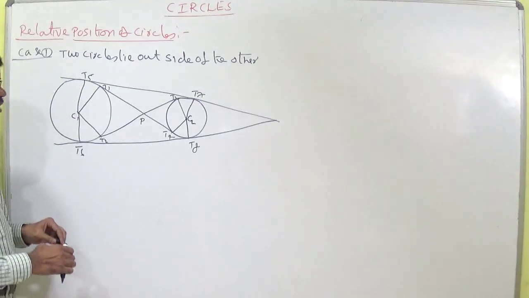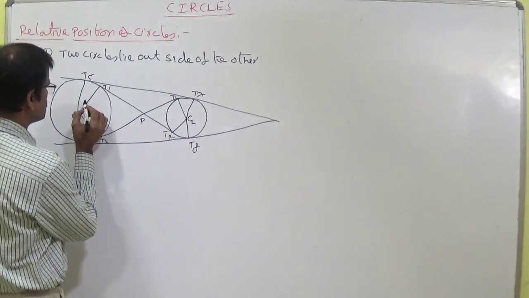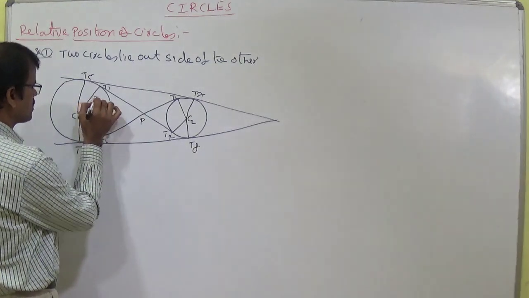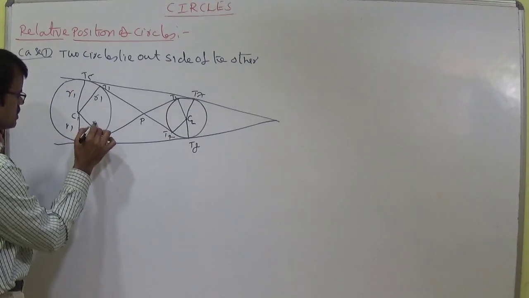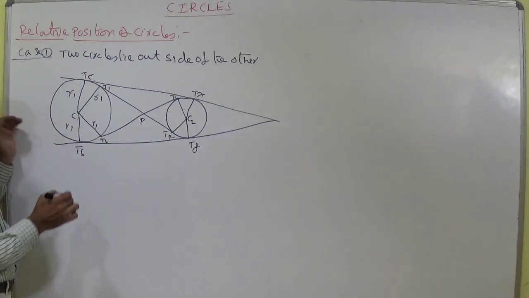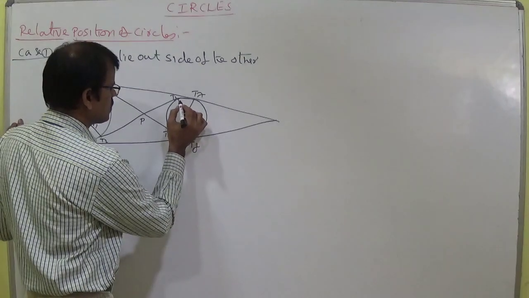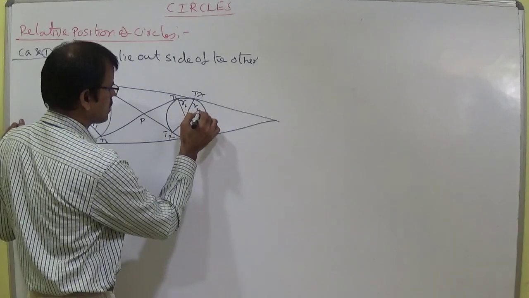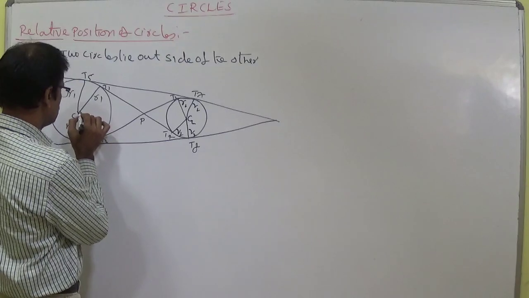Now what I want to discuss with you. This is C1, T1, right? This is R1. This is also R1. This is R1. This is R1, because from the center to any point on the circle it is called the radius. In a similar way, this is R2, this is R2, this is R2, this is R2. Ready? Now join like this.